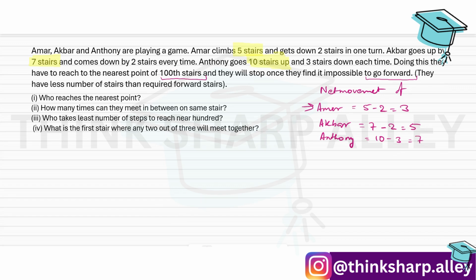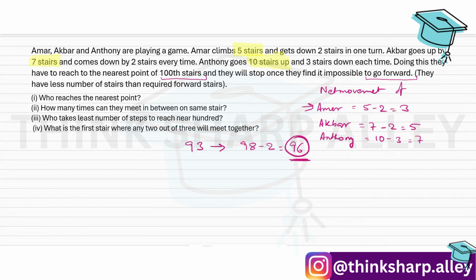But let us pause and have a look. Let us see the multiples of 3 in the 90s. We have 93. When Amar reaches 93, can he go 5 stairs up? Obviously. So he reaches the 98th step. Then he comes down 2 steps, so 98 minus 2, he reaches the 96th step. But he will stop at the 96th step because he cannot move 5 stairs up, right? Because there is no step number 101. So he stops at the 96th step.